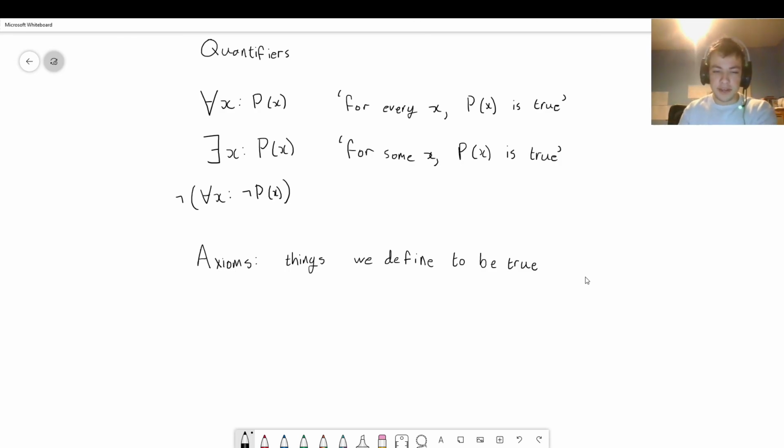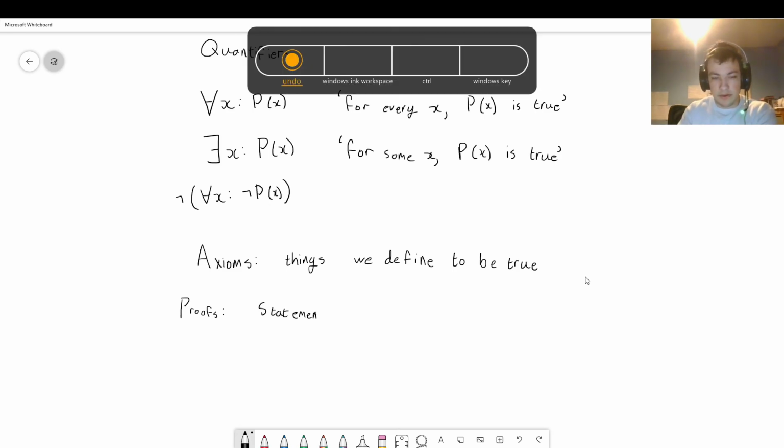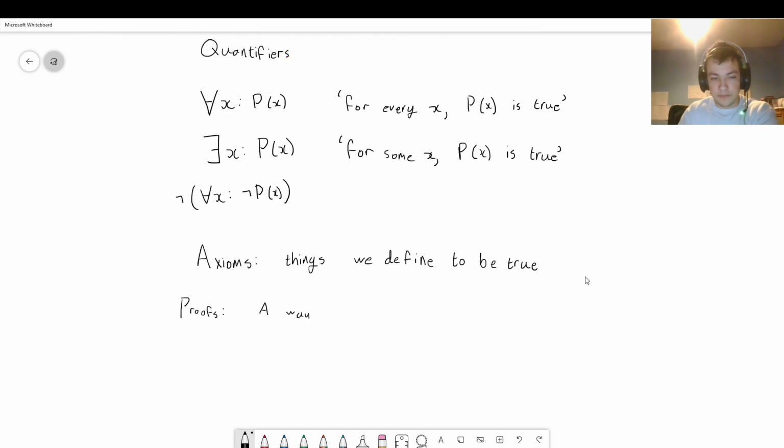Okay, so axioms are things we define to be true, and so proofs are statements or propositions, or we'll say that a proof is a way to write a statement as equivalent to the axioms. Okay, so that's effectively what we do.